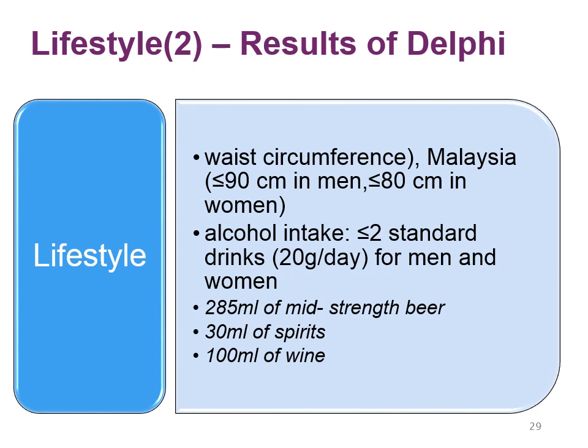If they're taking alcohol, it should be less than 2 standard drinks or 20 grams per day for men and women, which translates to 285 milliliters of mid-strength beer, 30 milliliters of spirits, and 100 milliliters of wine. Of course, there have been recent reports on the harmful effects of alcohol, even wine. There are recent reports that it can actually cause cancer. So it's always important to remind patients of the risk involved.